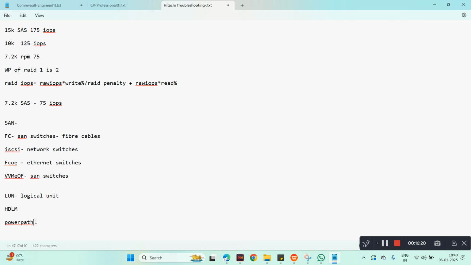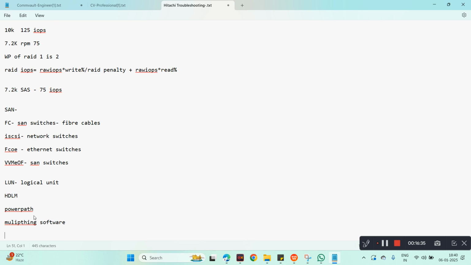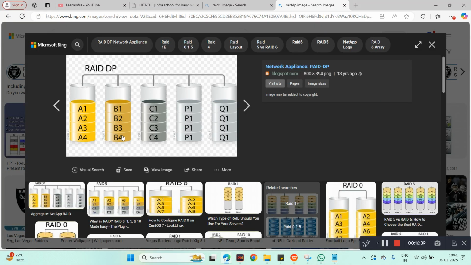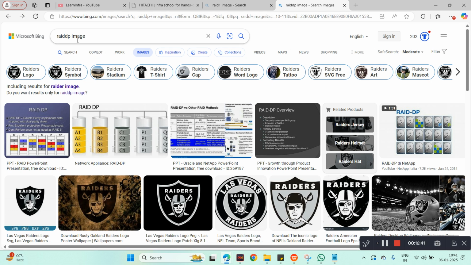So the main thing about SAN is you have to have multipathing software installed on your servers. If you have multipathing software installed on your server, what will happen? Why do you need this? Let me show you.